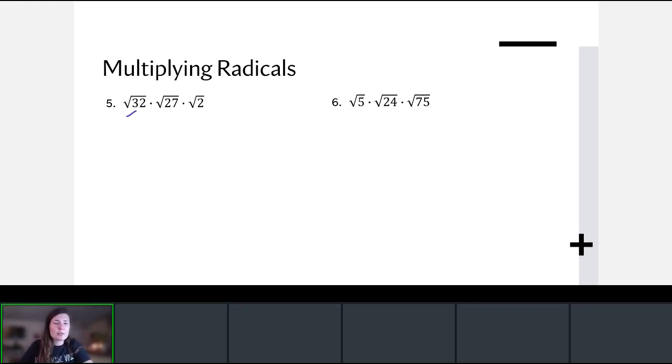So let's break down the square root of 32 first. We'll get root 16 times root 2. Awesome. I'm just going to go down and keep doing that in blue there. So we'll get a 4 root 2. Okay, now let's break down 27, root 27. So we'll get square root of 9 times the square root of 3. Square root of 9 is 3. So this breaks down into 3 root 3.